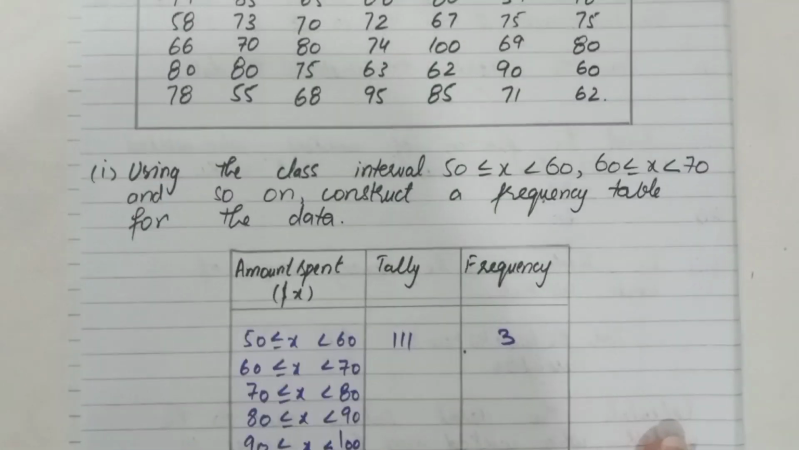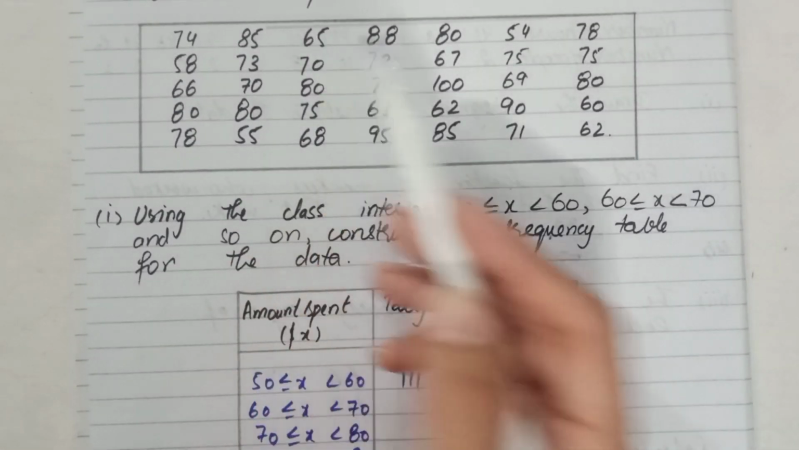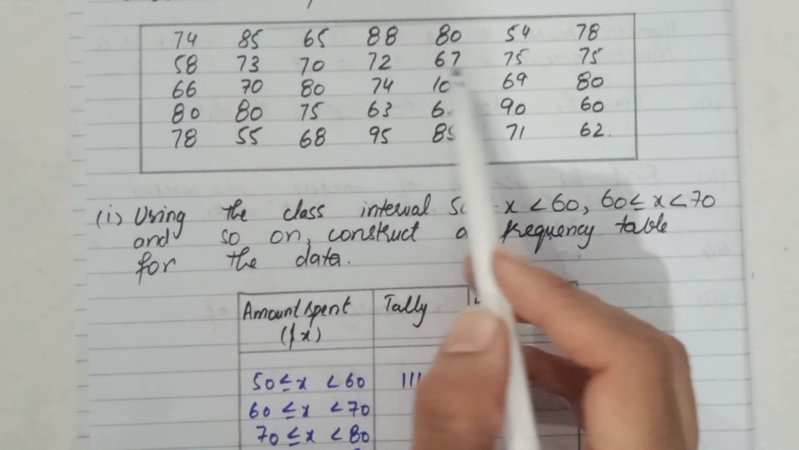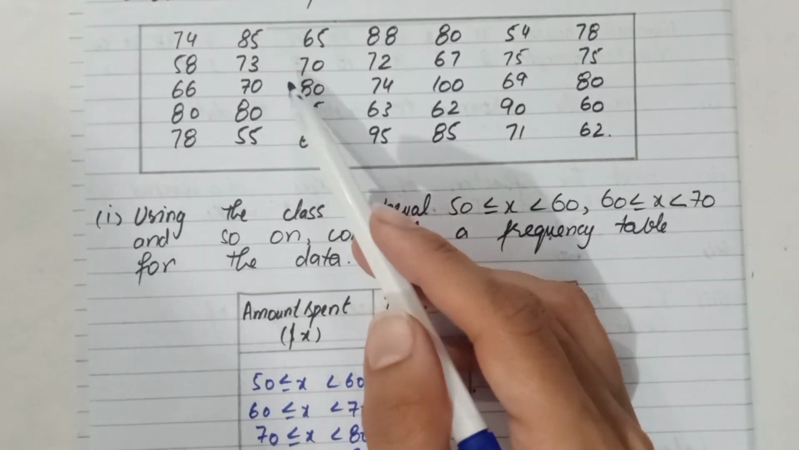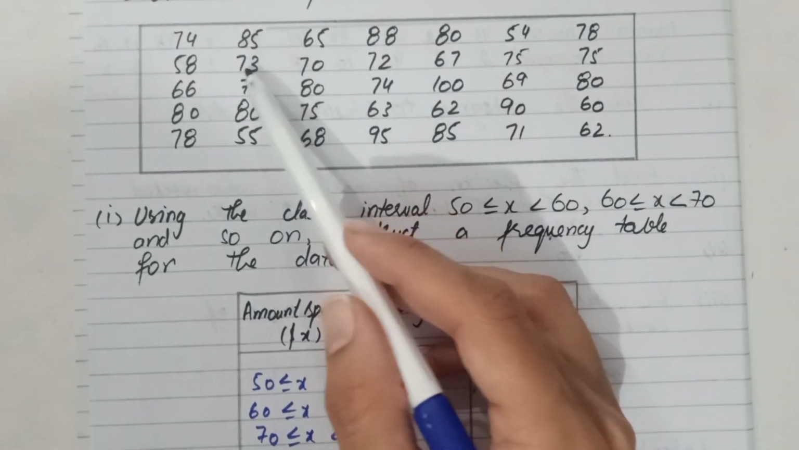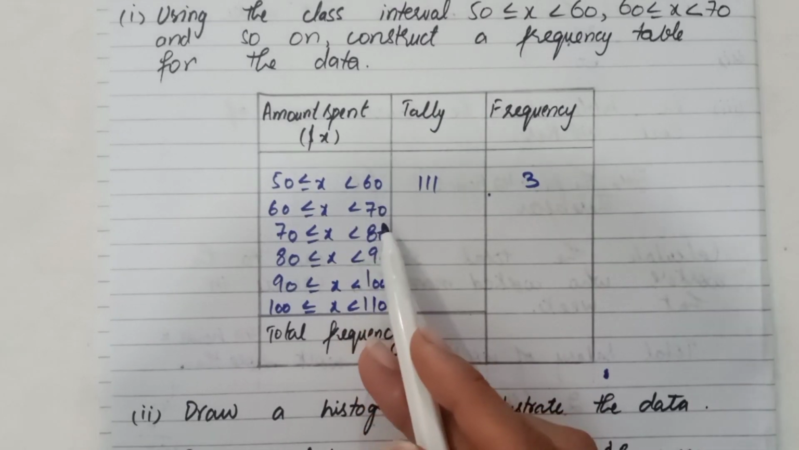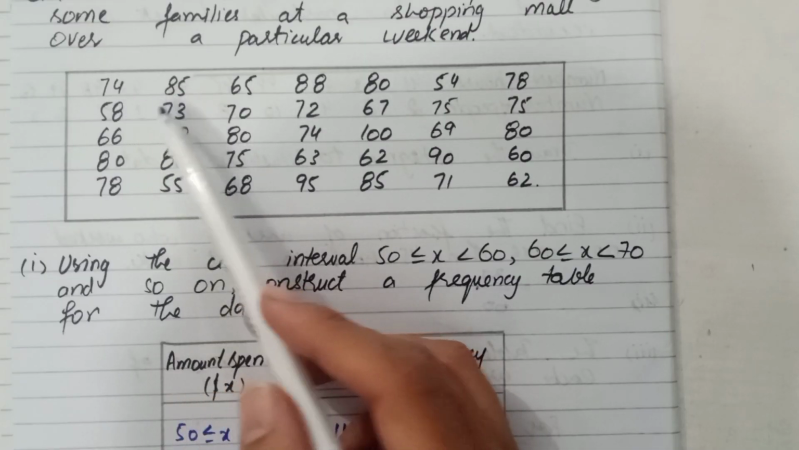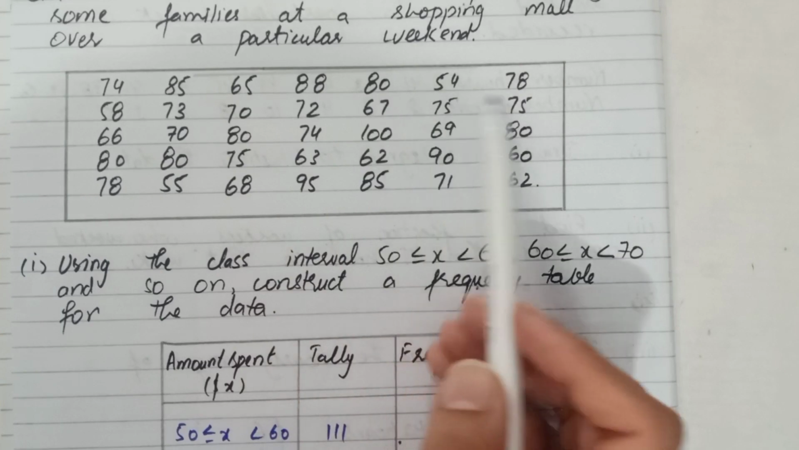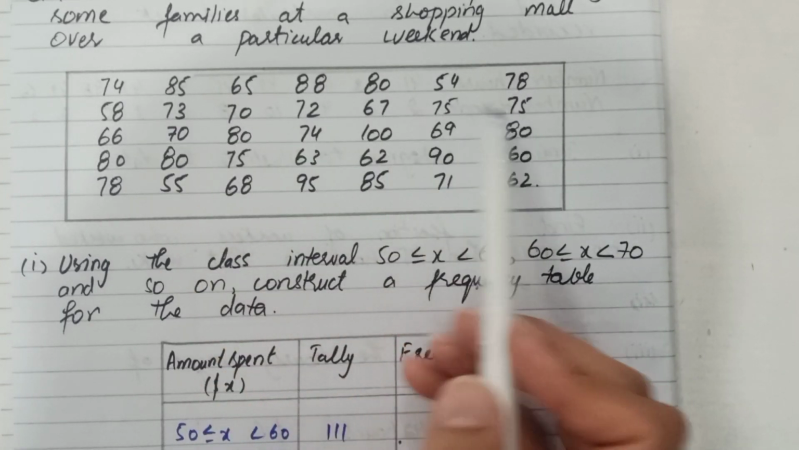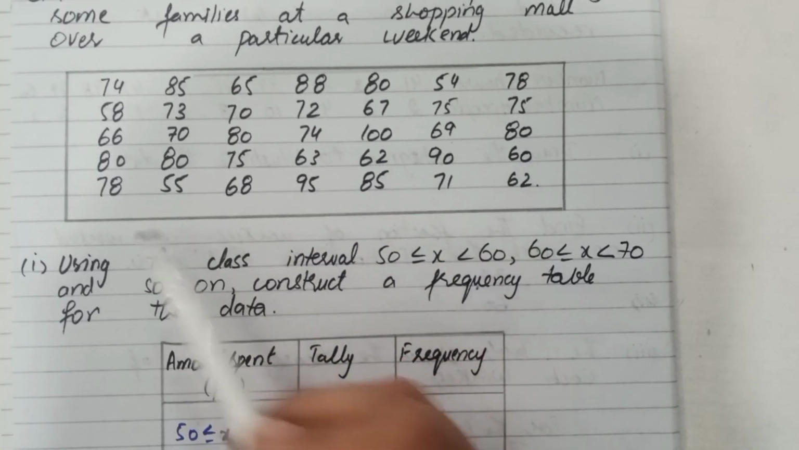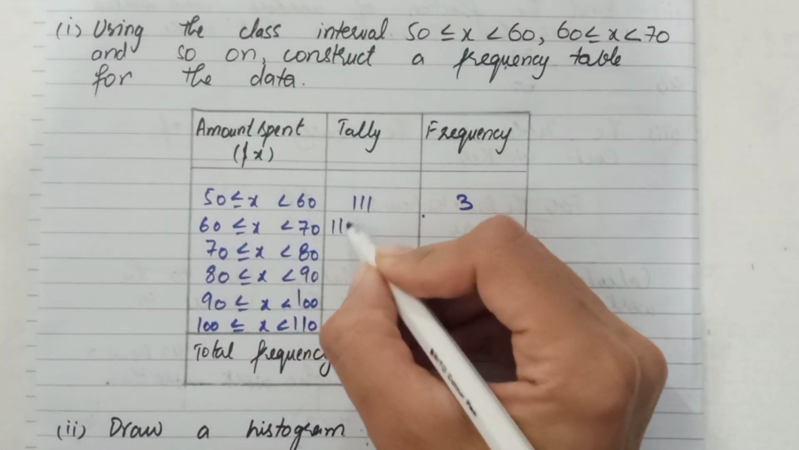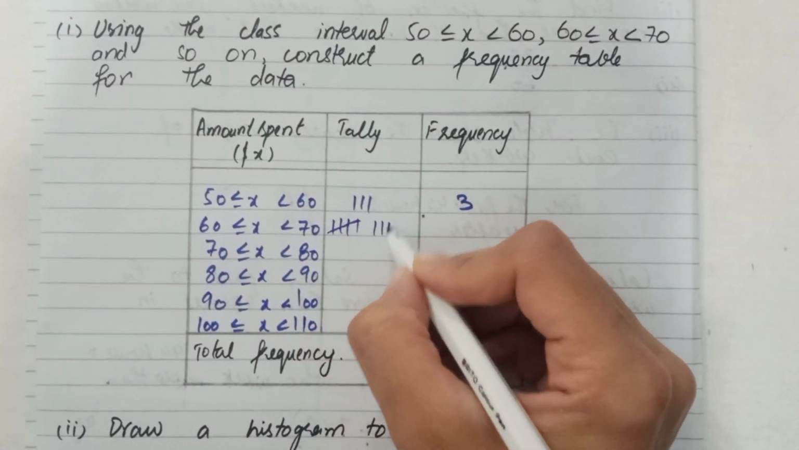From 60 to 70, and 70 is not included in it because it is less than 70. Count from 60 to 69: 1, 2, 3, 4, 5, 6, 7, 8 and 9. These are 9 values.